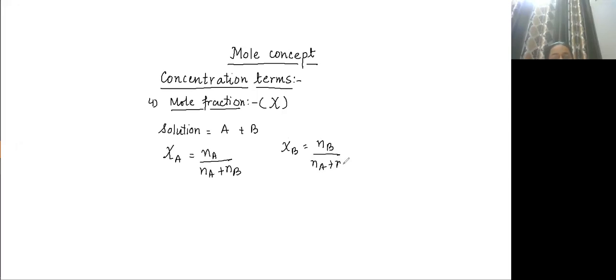There is another way also to calculate Xb. It is a fraction, so it will be unitless, and the total of the fractions will be equal to 1. So Xb is equal to 1 minus Xa. This is what we have discussed in mole fraction. Any doubt in these four concentration terms?